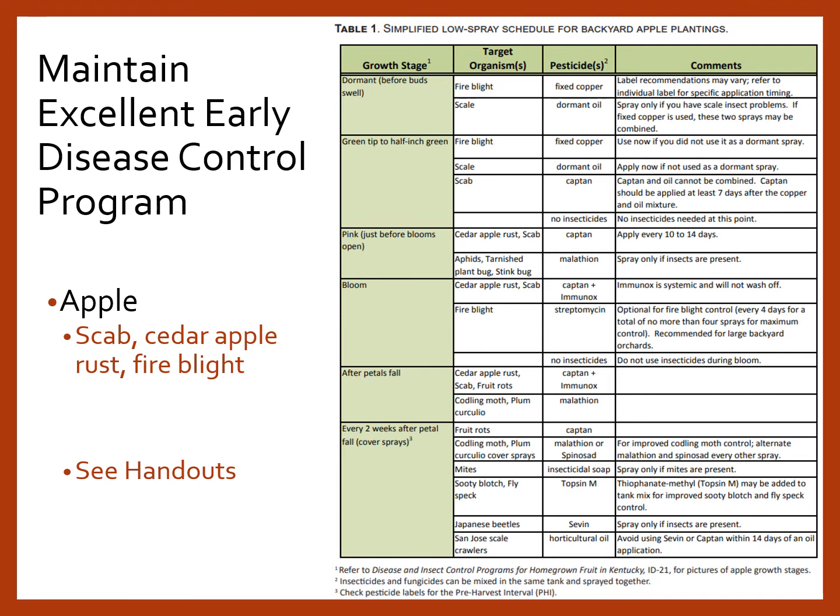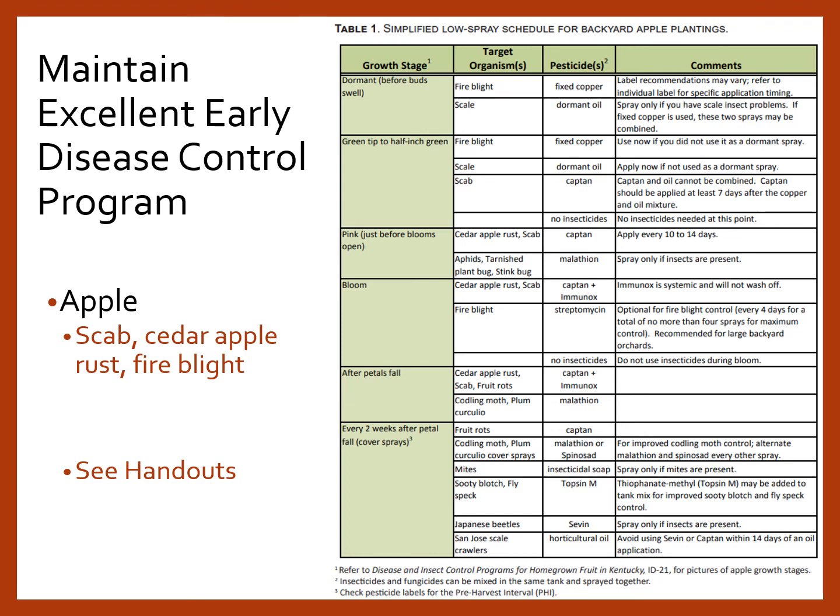This chart here is from the University of Kentucky, and you can see the growth stage for when to first start spraying. So we've got our dormant spray, which is before your buds swell, so that's right now. For fire blight, you want to go ahead and spray some fixed copper. Again, always follow your label directions on this. For scale, if you know you've had that issue, do a dormant oil spray.